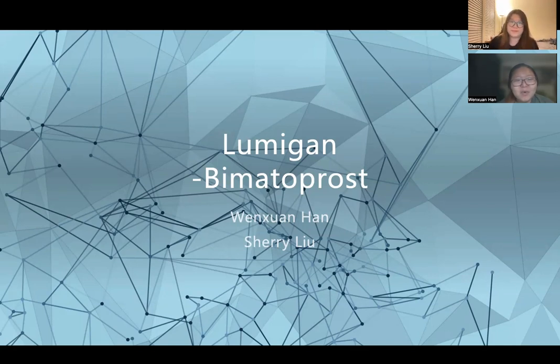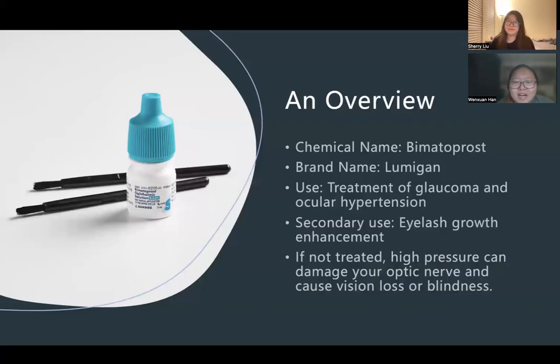The name of this chemical is bimatoprost. It has a more common name, Lumigan. The primary use of this medication is to treat high pressure in your eye, and its secondary use is closer to our life, which is enhancement of eyelash growth. The disease that it can treat is pretty serious because the high pressure in your eye can damage your optic nerve and possibly cause permanent blindness.